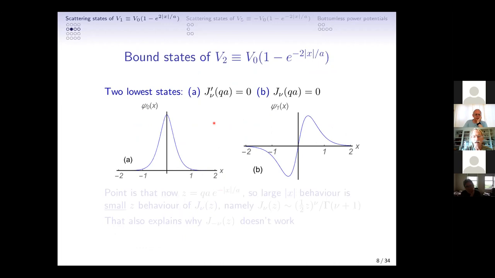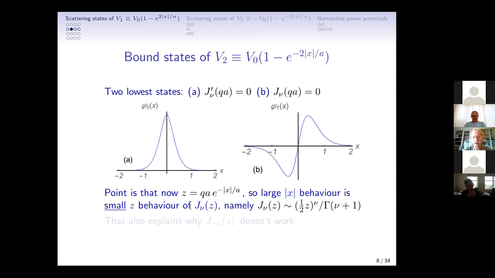So in fact, the bound states of that potential are precisely given by when J prime is zero or J nu is zero. So the point is that in this case, when we change to this potential from the previous one, V1, Z, instead of being e to the plus mod x over a, is now e to the minus mod x over a. So the large mod x behavior of this potential is now the small z behavior of the J nu's. So J nu is given by that.